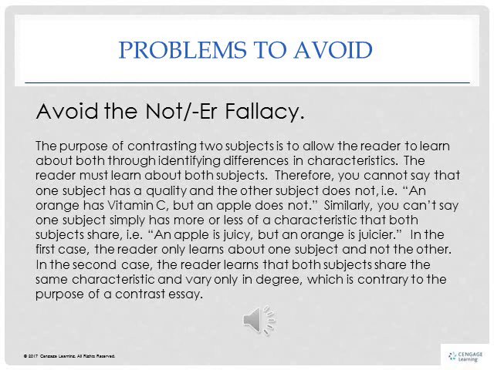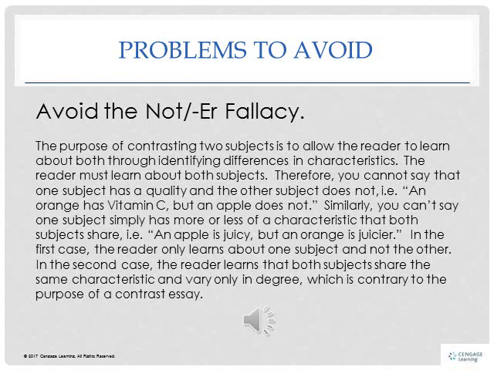Therefore, you cannot say that one subject has a quality and the other subject does not, i.e., an orange has vitamin C but an apple does not, because in this case here, you learn something about the orange but you learn nothing about the apple. That is the not part of the not-er fallacy. The er part is as follows.